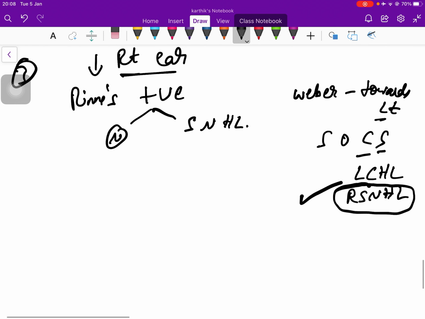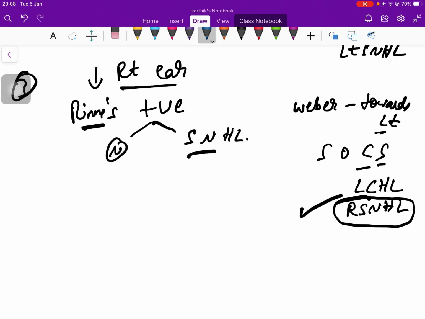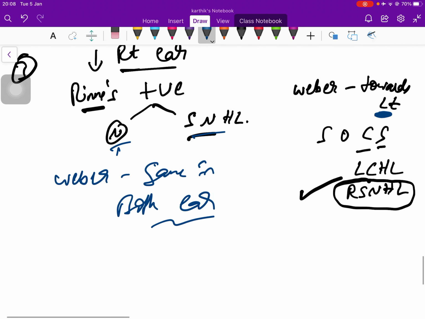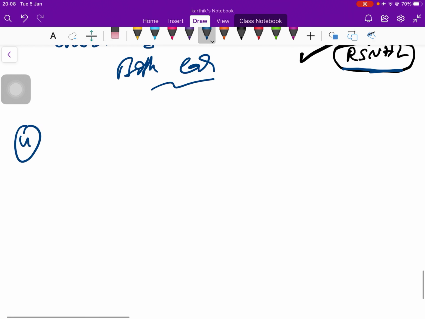See, for example, if the patient has Rinne's positive, it can be normal or sensory neural hearing loss. If it is normal, then Weber should have been heard same in both ears, because normally if it is a normal patient, you will hear same in both ears. Here Weber given was towards left side. So after ruling out the option, the answer will be right sensory neural hearing loss.